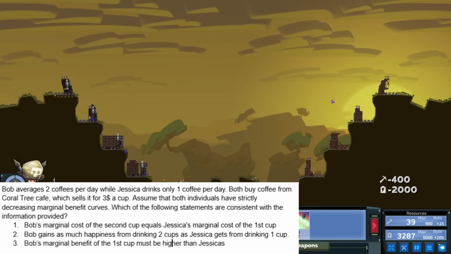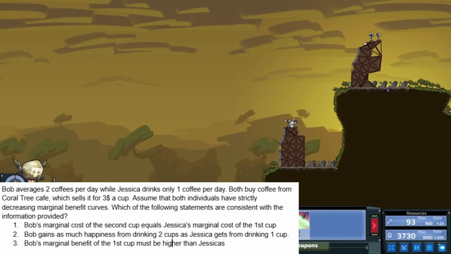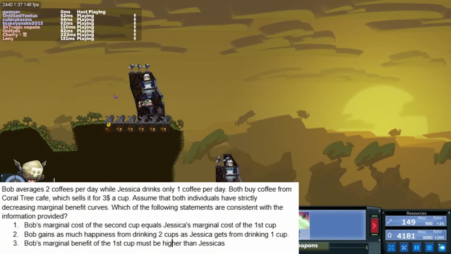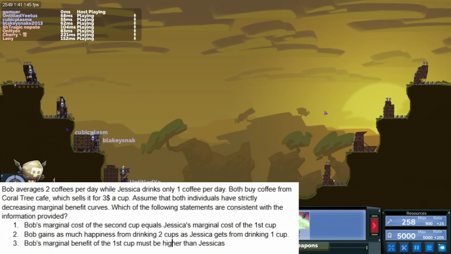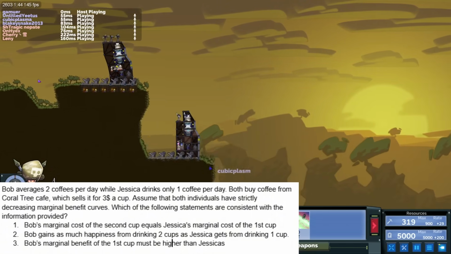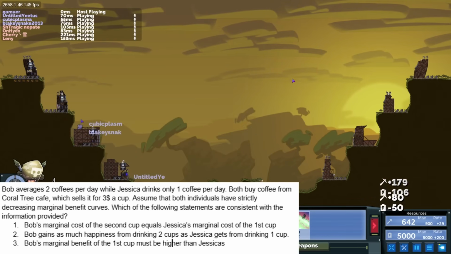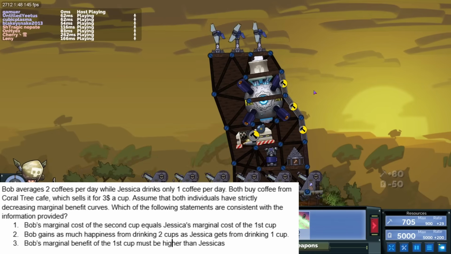Number 1. Bob's marginal cost of the second cup equals Jessica's marginal cost of the first cup. This is an absolutely true statement, right? The cafe sells them for $3 a cup. You're losing $3 a cup every time you buy a coffee. It just is what it is. You pay and you get a product. It's just how that works.